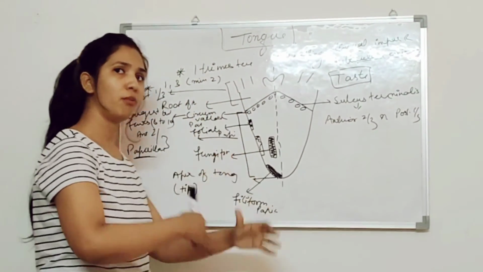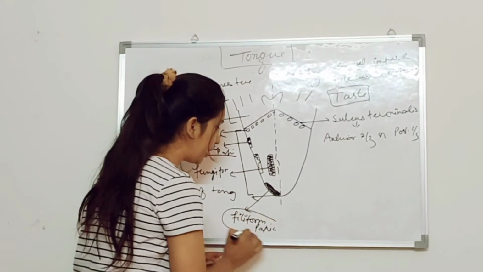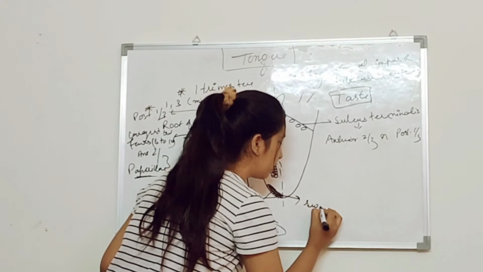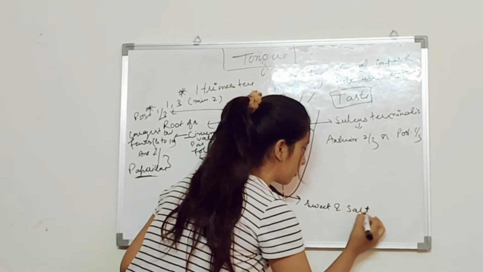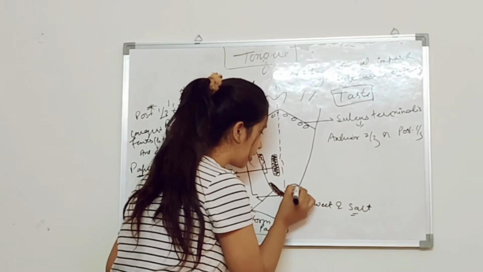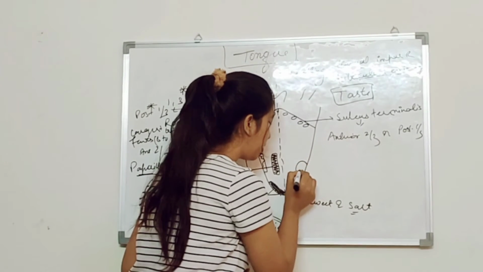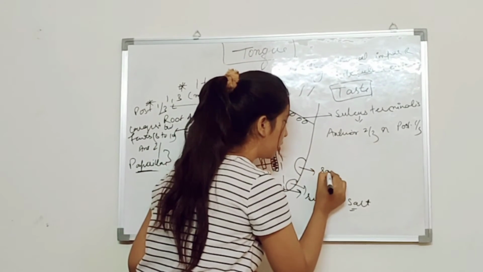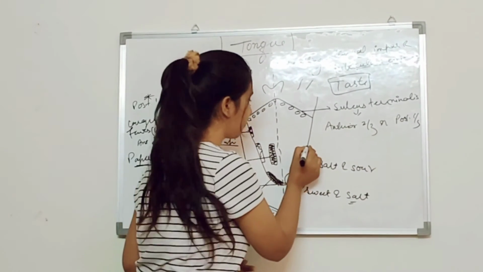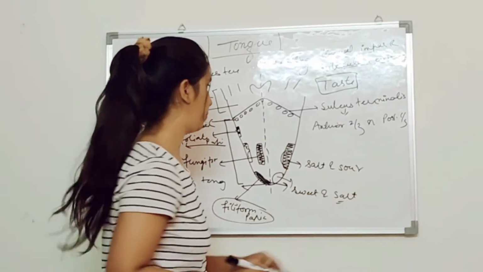These four papilla perform different functions in order to determine the taste. The filiform papilla present at the tip, they determine the sweet and the salt taste. The sweet and the salt taste are present at the anterior tip of the tongue. Salt and sour is present on the lateral side of the tongue. This lateral side of the tongue is responsible for the salty and the sour taste of the food.